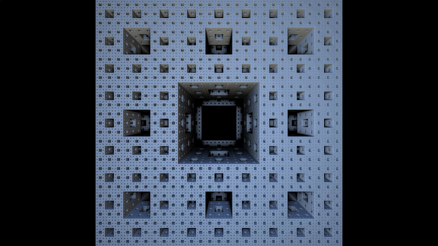We take those outer pieces of this Rubik's Cube-like thing, and we remove another cross from each one of those. We keep repeating this process, and before long, we've got something that looks quite like a Menger sponge. Because it is a Menger sponge.